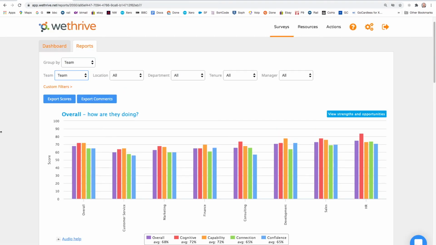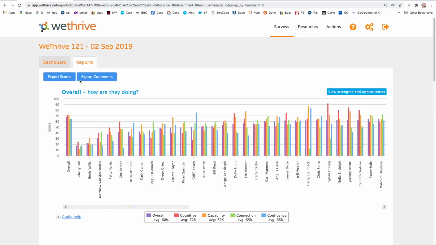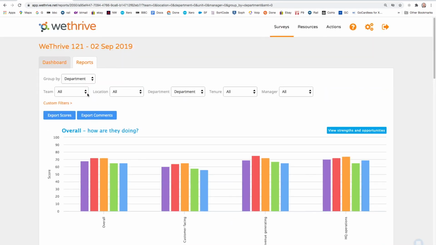You also have your reports page. Now, this is a different view through the data, and it's a place where you can compare different groups of people, or if you have the non-anonymous version of WeThrive, you can actually compare individual scores in the team. Now, you can do this by switching the team filter to individual if that hasn't already been done for you.